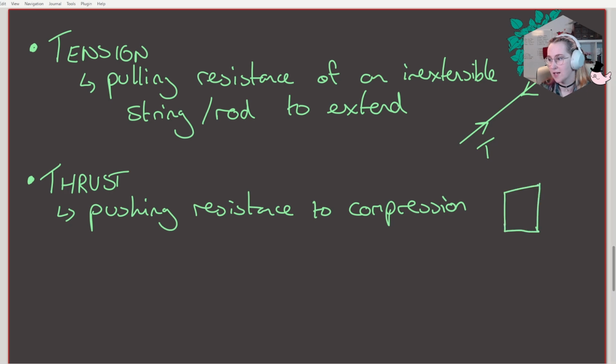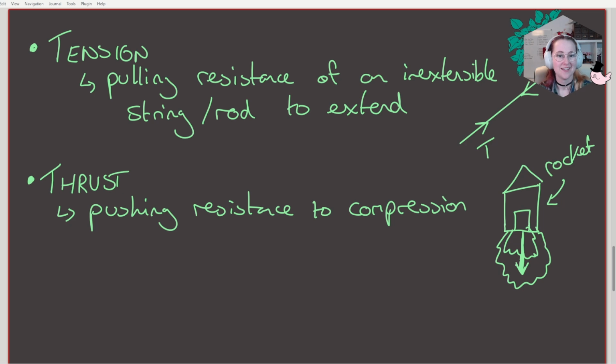This might be things like a rocket, and then there's my rocket fuel. Don't question why my rocket looks like a house. This is a rocket. And then down here is the fire coming out the bottom, and then there's my thrust. What is a rocket if not a space house? Exactly.